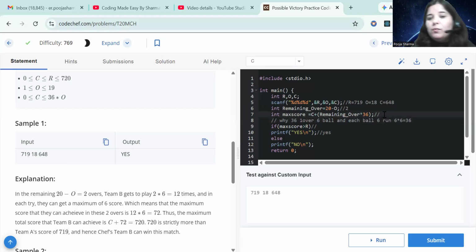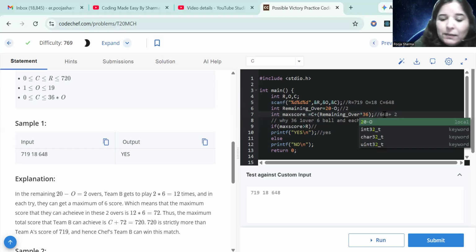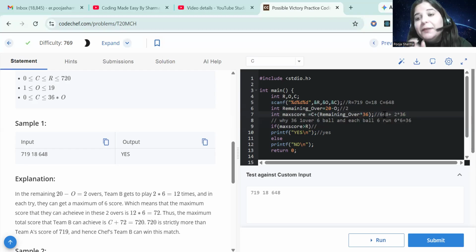Now let's talk about the maximum score. Since they have already scored 648 runs in 18 overs, you need to add it to the remaining overs. How many remaining overs are there? 2. 2 multiplied by 36. Why have I multiplied it by 36? Because in one over, there are 6 balls, and on each ball I can score 6 runs maximum. So 6 multiplied by 6 will be 36. In each over I can score a maximum of 36 runs, and in 2 overs it could be 2 multiplied by 36.